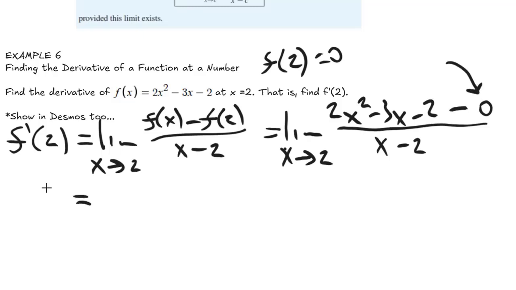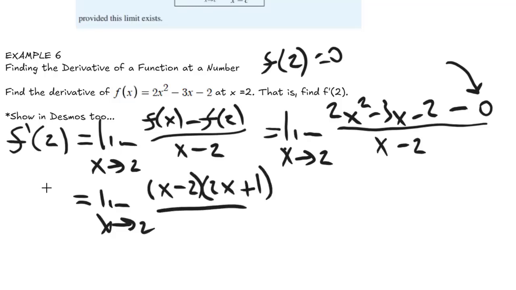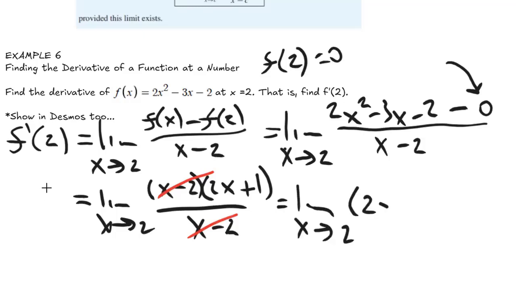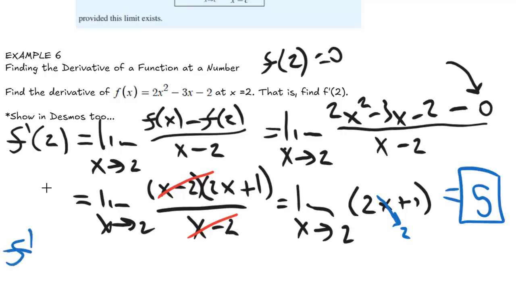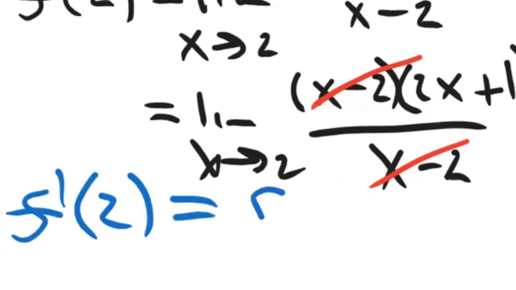Then we can factor the numerator, all over x minus 2. And you guessed it, the x minus 2's cancel. So we have the limit as x approaches 2 of 2x plus 1. And as x approaches 2, the limit is going to be 5. So we would say that f prime of 2 equals 5.